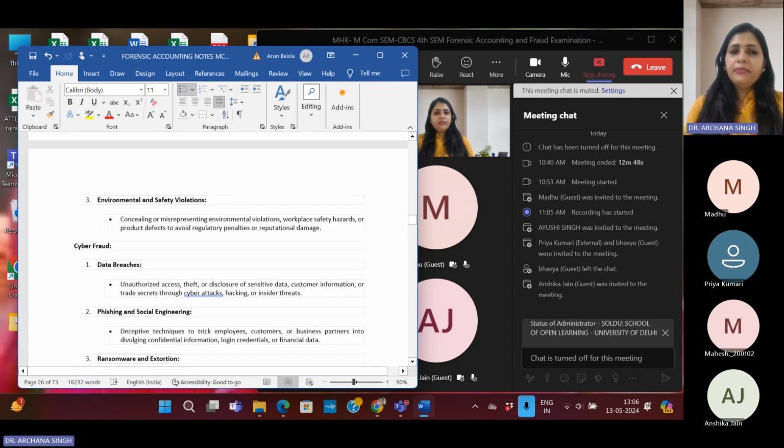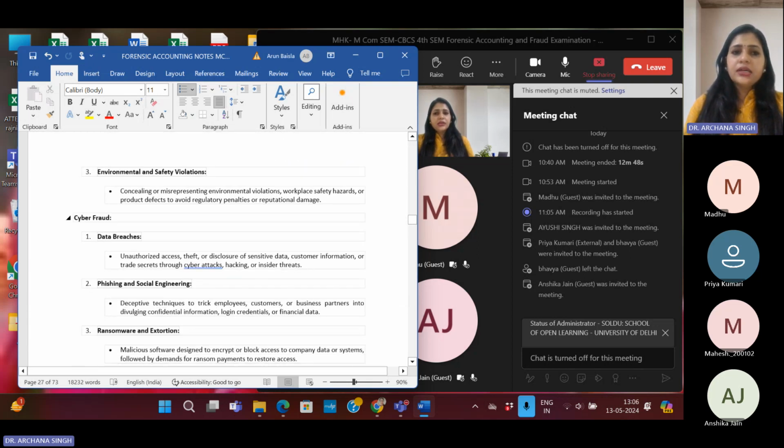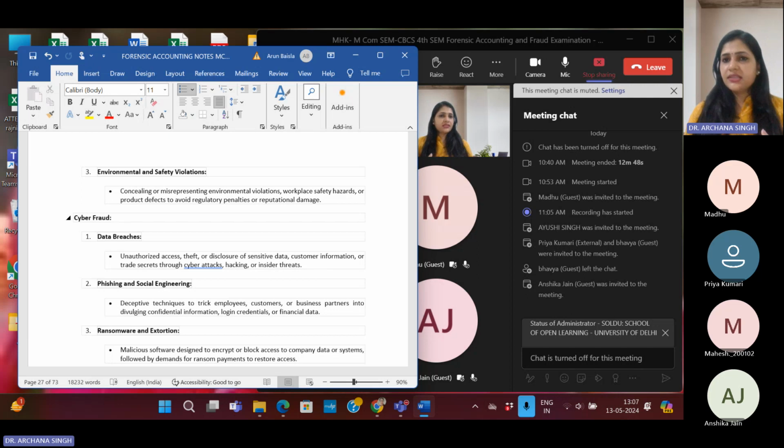Okay. Then environmental and safety violations: concealing and misrepresenting environmental violations, workplace safety hazards they are not following, and product defects. To avoid regulatory penalties and reputational damage regarding workplace safety hazards or product defects, they are misrepresenting the environmental violations and concealing that information.